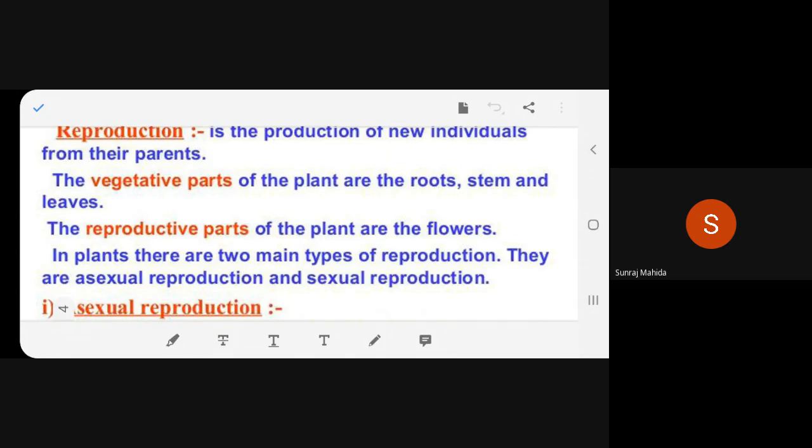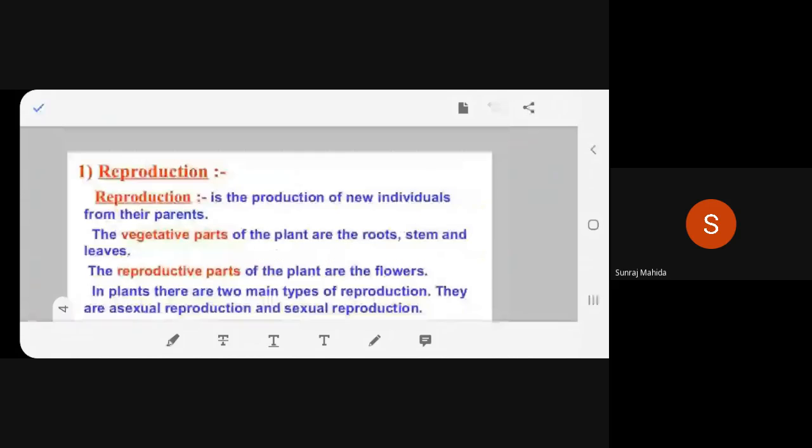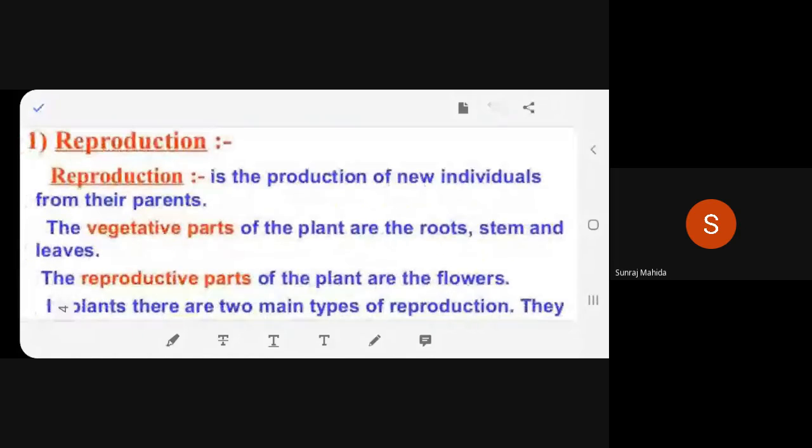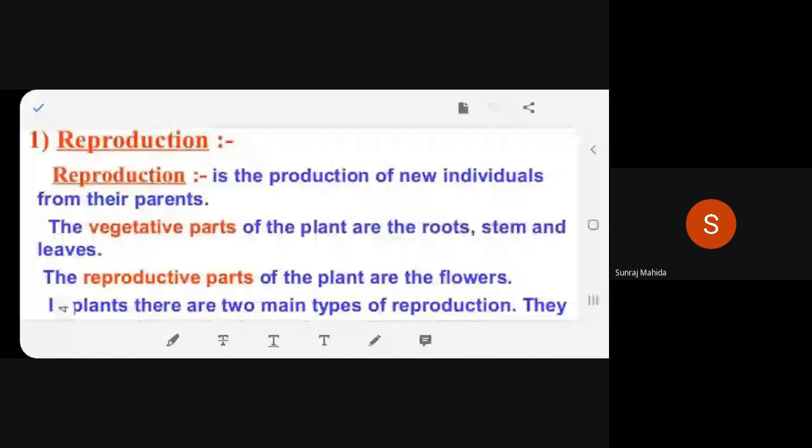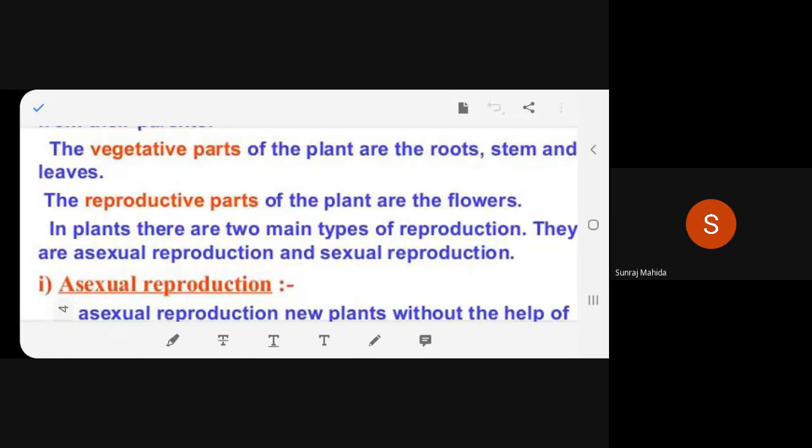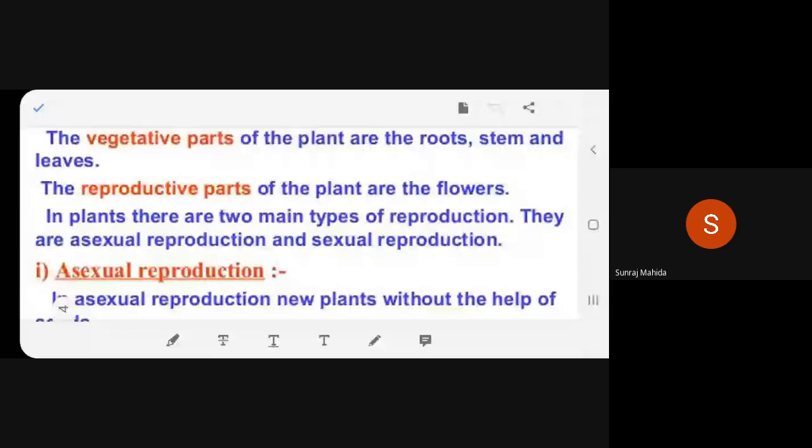Fine. So, what is reproduction? We are getting new babies from the parents, new individuals from the parents. There are two parts. One is vegetative parts, which are namely roots, stems, and leaves. And the reproductive parts are just flowers. You understand now? So, we are segregating the plant into two, that is vegetative and reproductive. Vegetative are everything except the flowers, and reproductive parts are only the flowers. Based on this, we are having two types of reproduction. One is asexual and the other one is sexual.